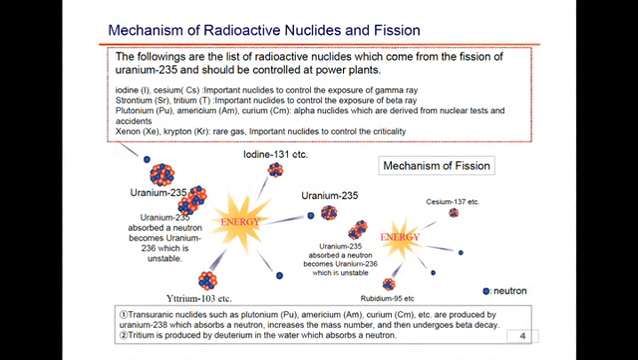These are the radioactive materials which are produced by nuclear fission of uranium-235 and should be controlled at power stations. They are the nuclides such as iodine and cesium, which are important in order to control gamma ray exposure. The nuclides which are important in order to control beta rays are strontium and tritium, for example. There are also alpha nuclides such as plutonium, americium, and curium, or rare gases such as xenon and krypton.